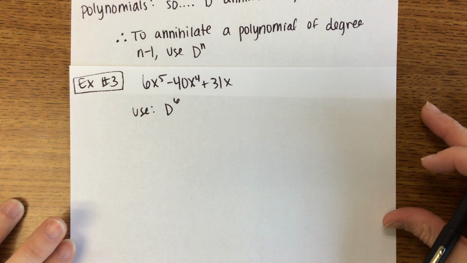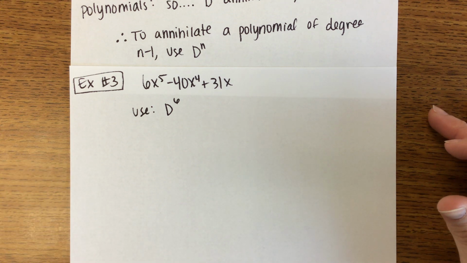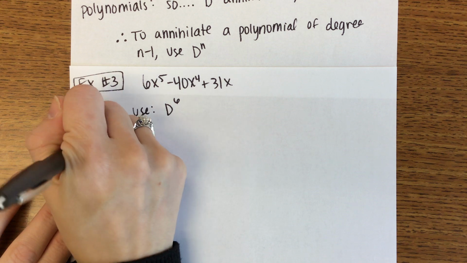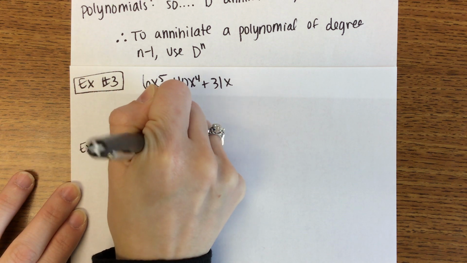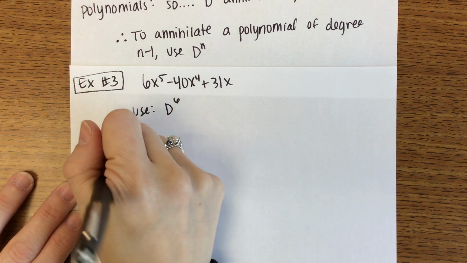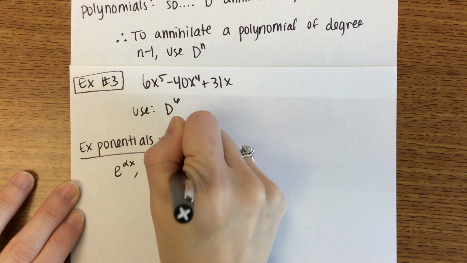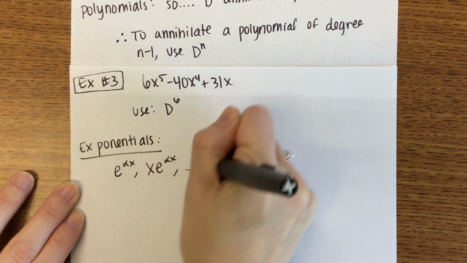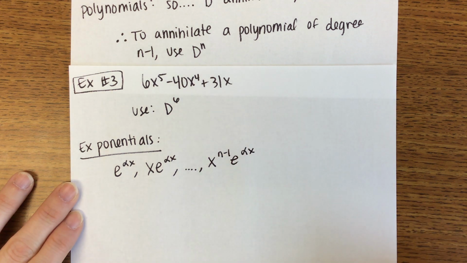So then the question arises, what happens if you don't have a polynomial? If you have an exponential, if you have sine, if you have cosine, something like that. So that's what we're going to look at next. Here's what I mean by exponentials. Let's say you have e to the alpha x, or x e to the alpha x, all the way up to x to the n minus 1, e to the alpha x.